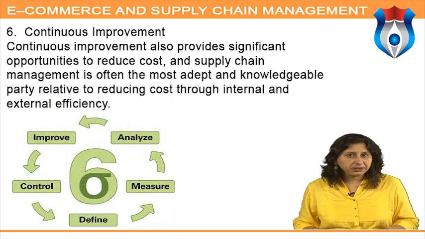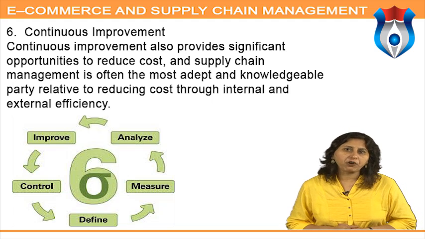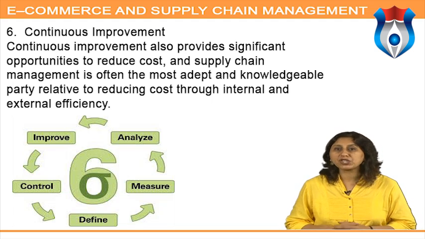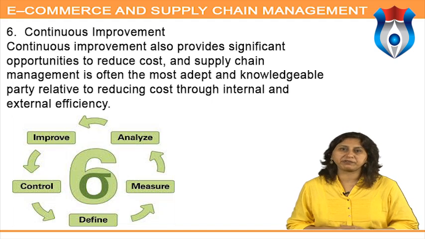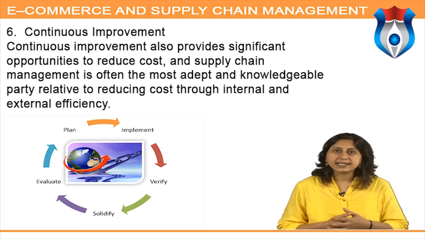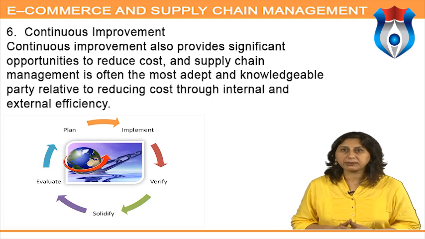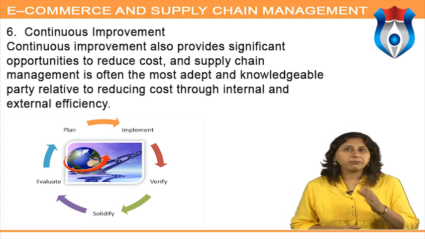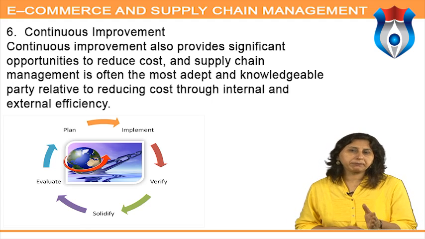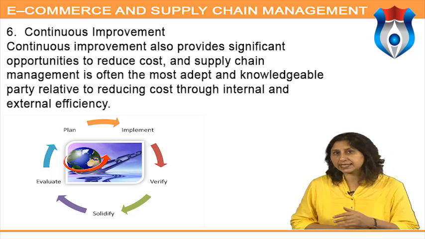The last element is continuous improvement. The greatest performing organizations engage continuously in improving their performance. Continuous improvement also provides significant opportunities to reduce cost, and supply chain management is often the most adept and knowledgeable party relative to reducing cost through internal and external efficiency.